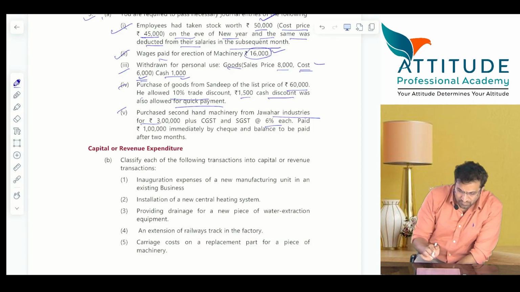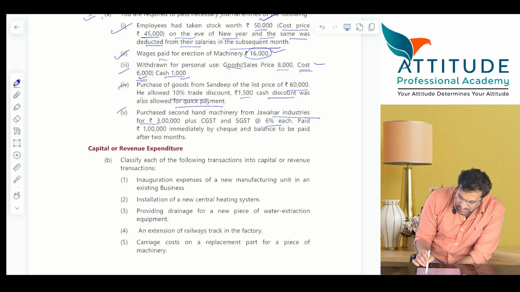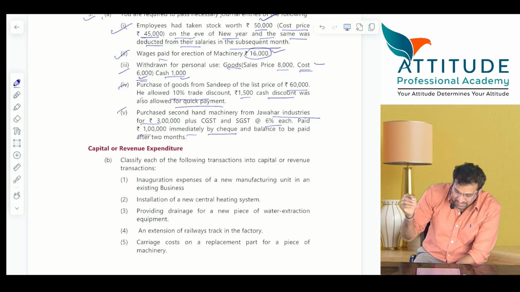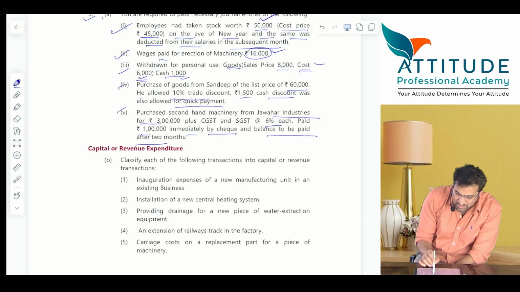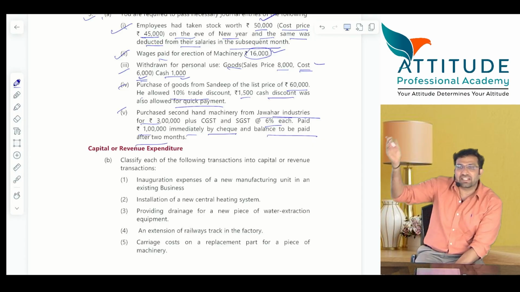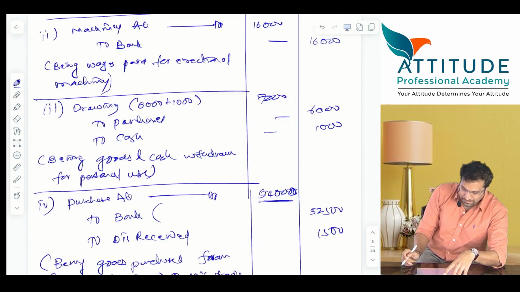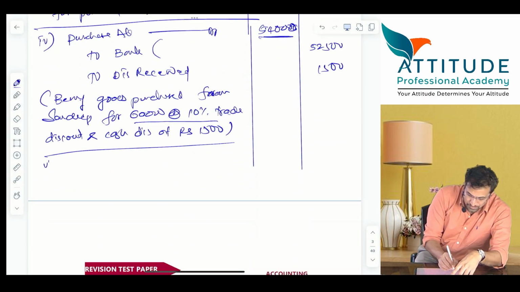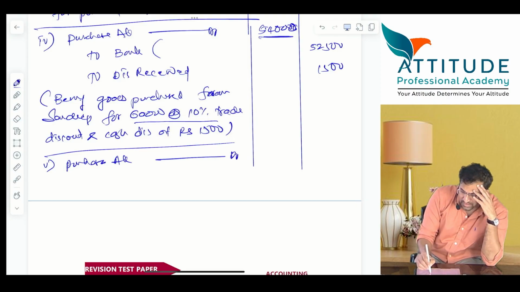Karla. And here what they have said, paid 1 lakh immediately by check, means bank account to bank account 1 lakh. Remaining balance is paid in 2 months. Jawahar Industries liability increases. Karla. So tell me the entry. Fast. Purchase account debit. Excluding GST first. Tell me the amount. Purchase account 3 lakhs. Now input GST sanga.